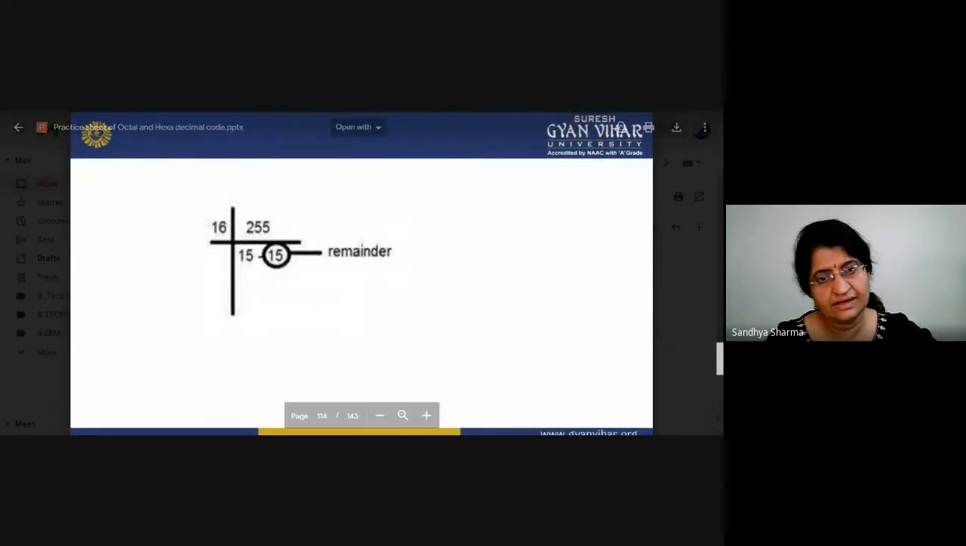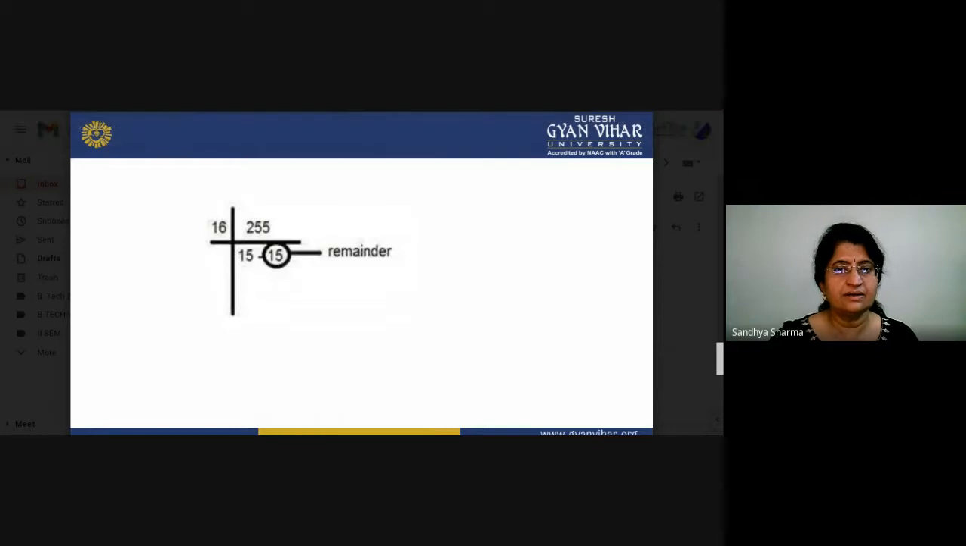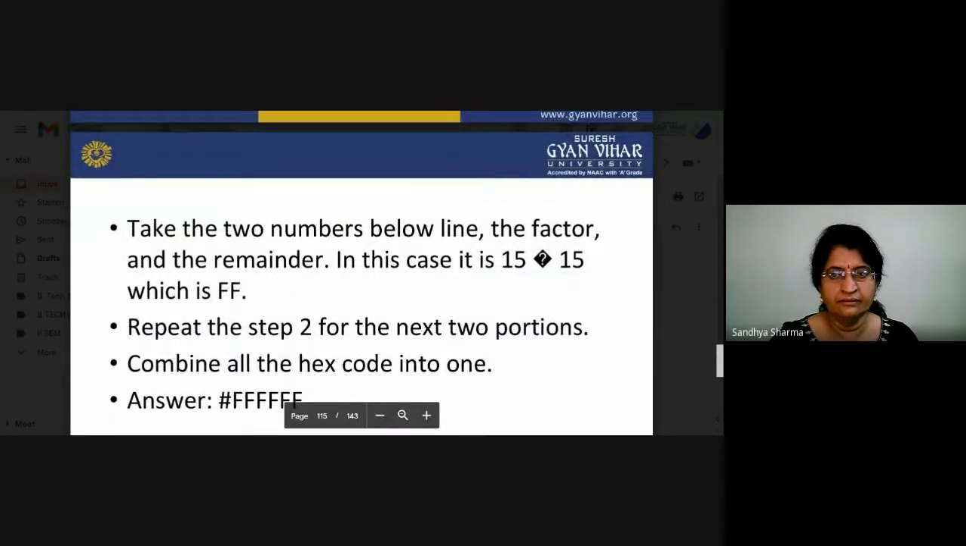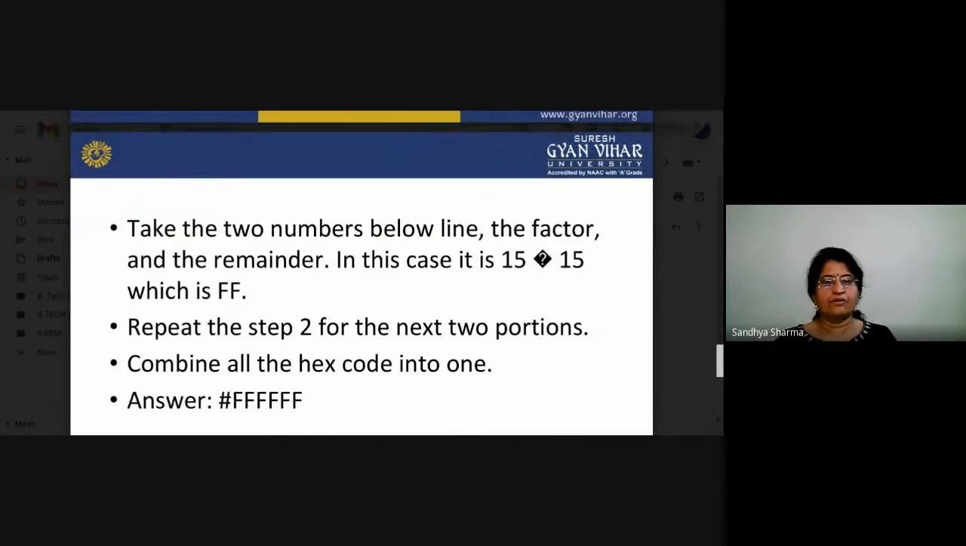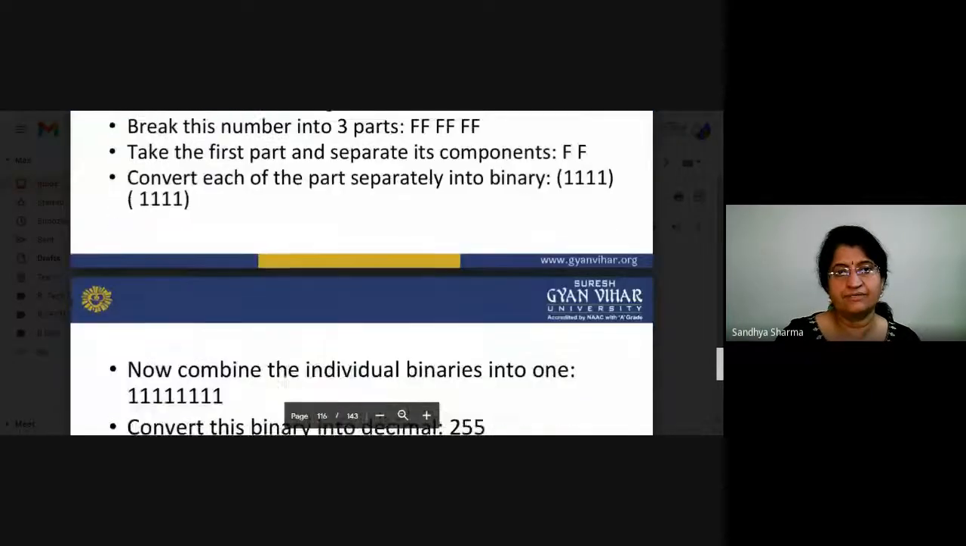255 divided by 16, if you want to convert it into hex code, gives 15 and 15, which is equivalent to F. Now repeat the step for the next two portions, then combine all the hex codes. So we represent FF, FF and FF. So the 255 representation is FF.